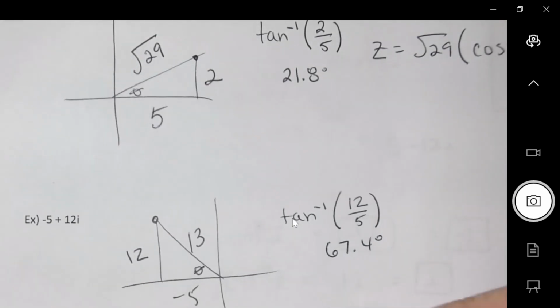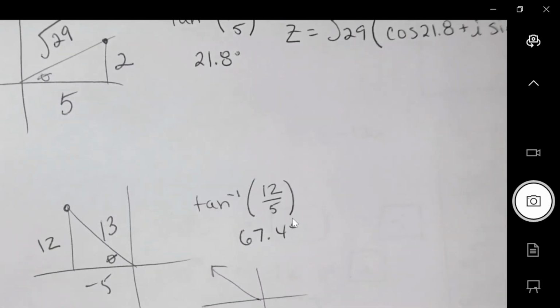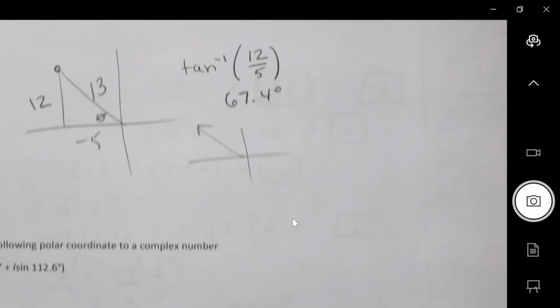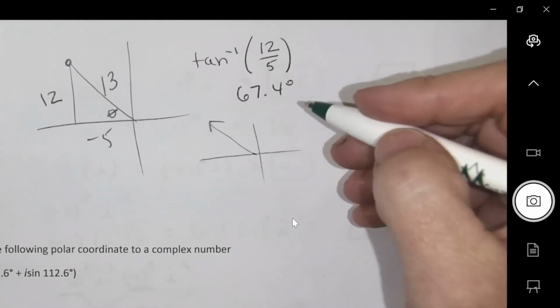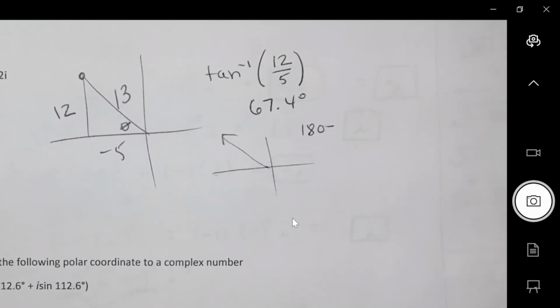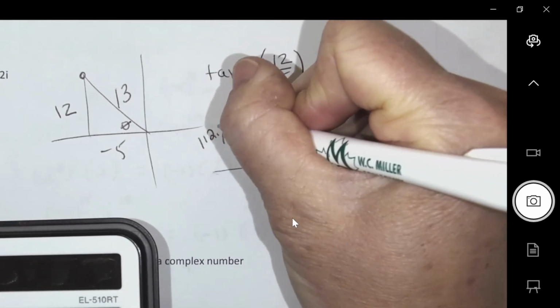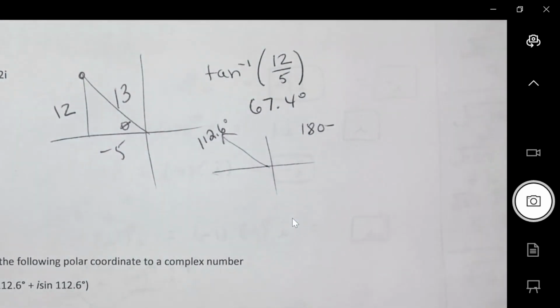But that's not the angle. What is this actual angle? What would you do to get that angle spot? 180 minus. So this angle would be 112.6 degrees.